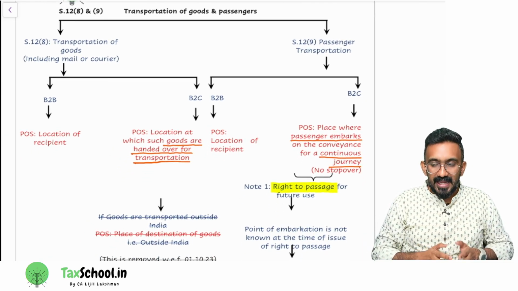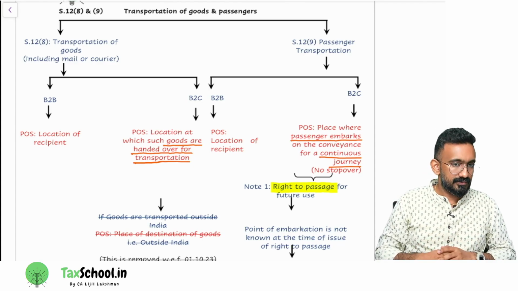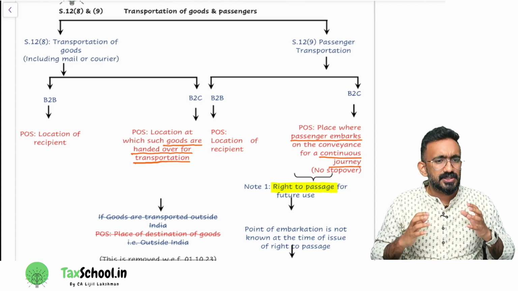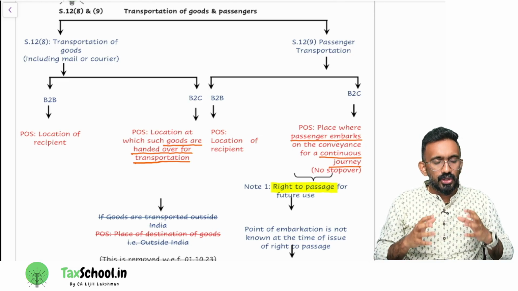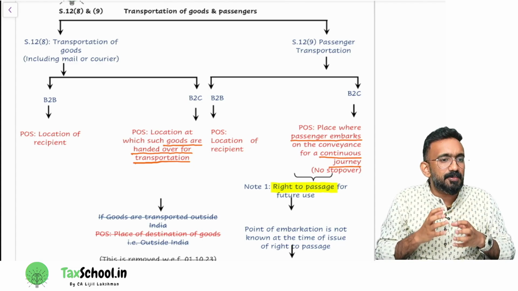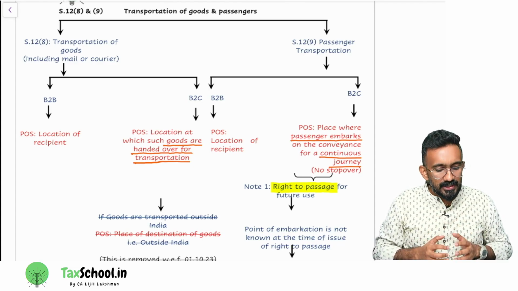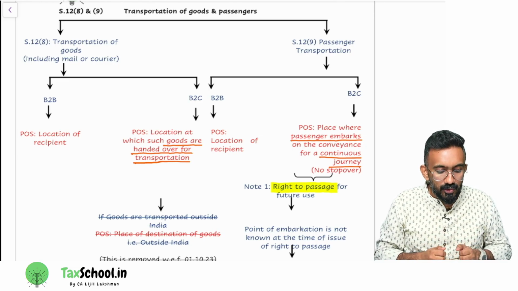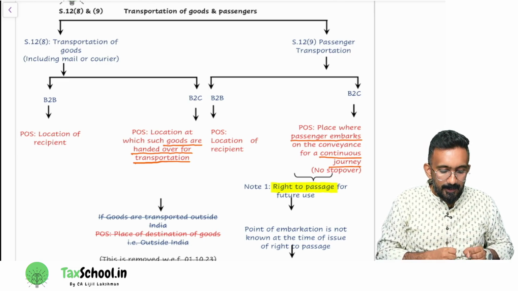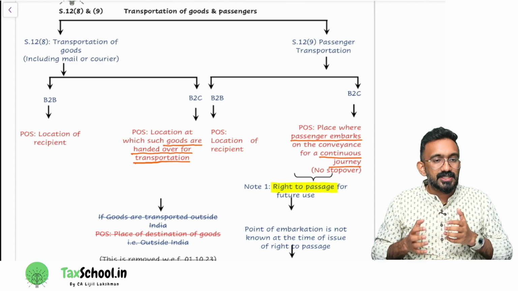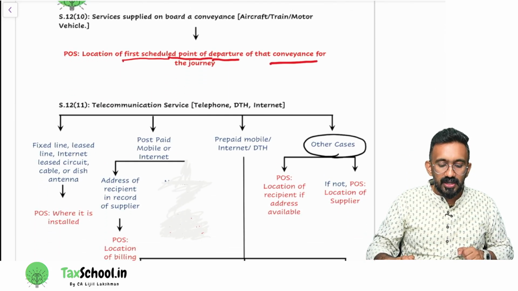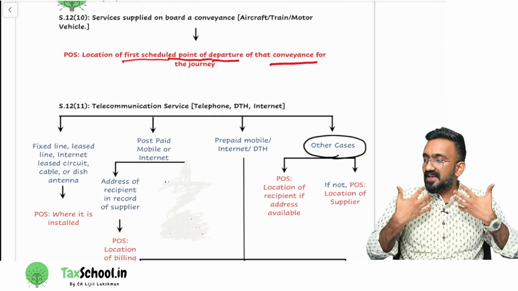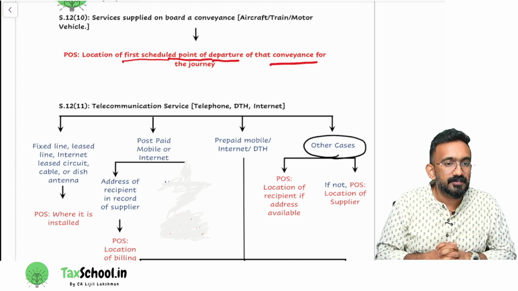12 subsections 8, 9 and 10. These 3 subsections of place of supply can be clubbed together because all of them talk about very similar points. 12(8) talks about the place of supply for transportation of goods. 12(9) talks about the place of supply for transportation of passengers. 12(10) talks about what the place of supply will be if I receive services inside a conveyance.